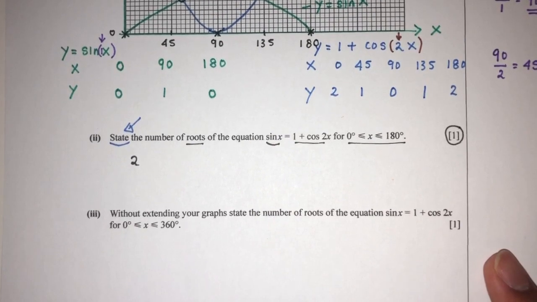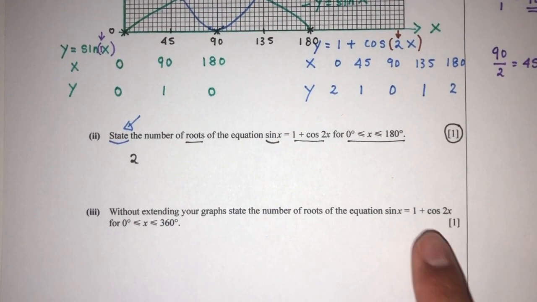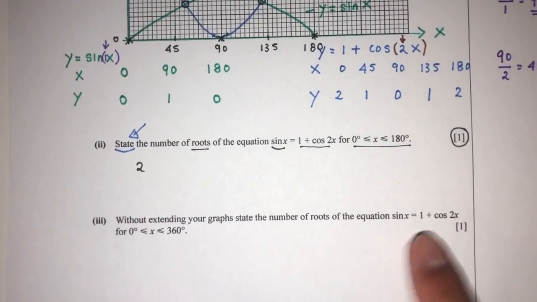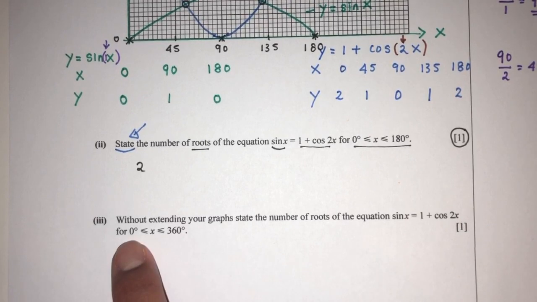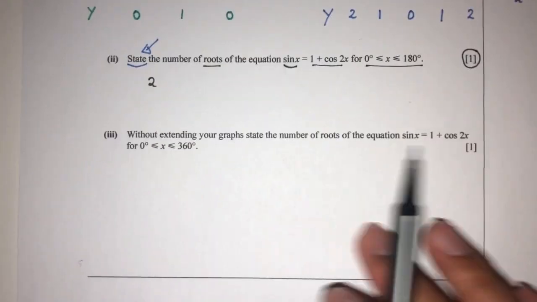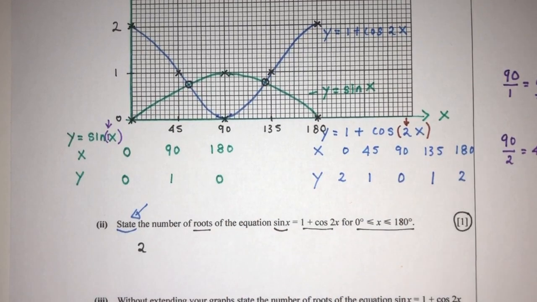Now, for part 3, without extending your graph, state the number of roots for the same equation, basically for the same graph, right? Now, just because here we have a different domain, between 0 and 360. So now we don't need to draw the curves completely. So we have to understand what's happening. Look, if you guys don't know how to think about this, what to do? You can always plot a different diagram on the side between 0 to 360. So draw the graph completely so you know exactly what's happening.